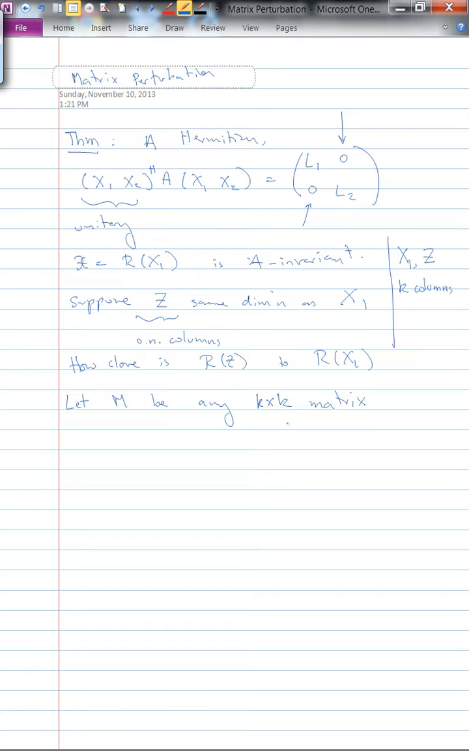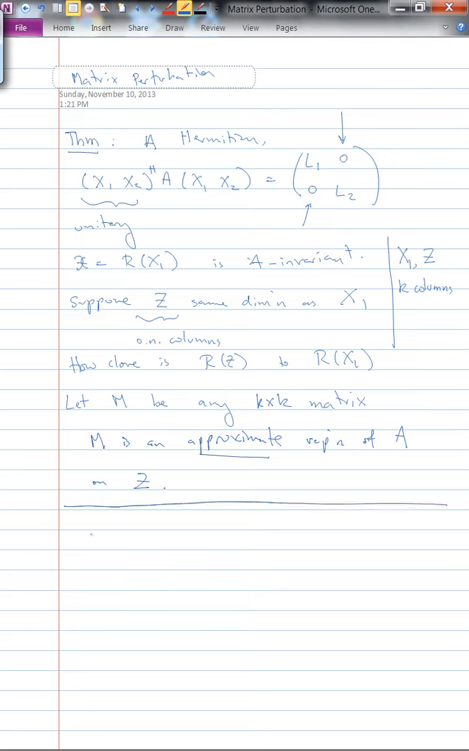What I'd like to know, and let's write, and so what I'm thinking about M is an approximate representation of A on Z. Okay, so remember that since x1, okay, so what am I trying to say here?